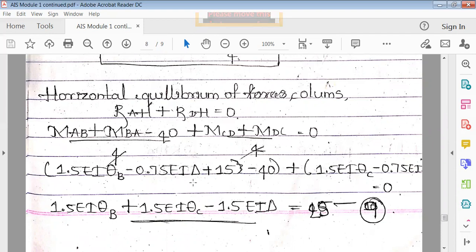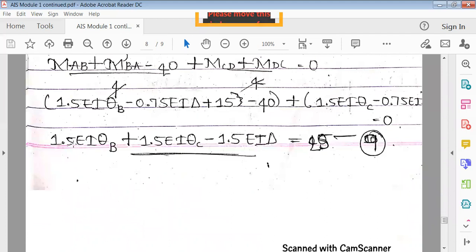So this is MAB plus MBA, minus 40. This is the resolved form here. Minus 40 plus MCD plus MDC. Both of these are solved and kept. Otherwise, what you do is substitute MCD, rewrite the MCD and MDC values once again, and solve it. Then finally you're left with the equation in the form of theta b first, then theta c, finally delta.